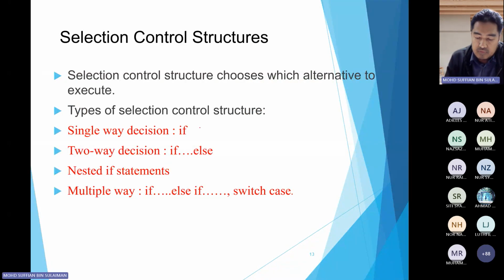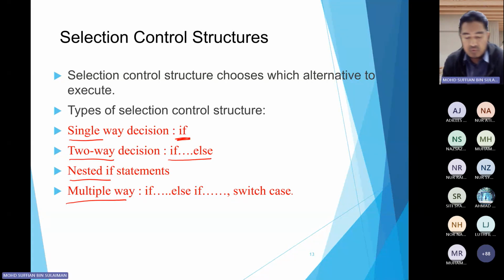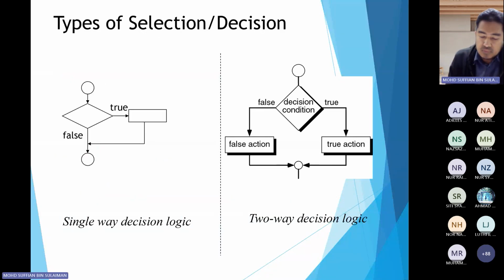So again, we have if is for single way. So if else for two-way decision, and then we have nested if, and then when you have a multi-way, more than two, you can use if with else if, or you can use switch case. All right. So we look at the single if first.